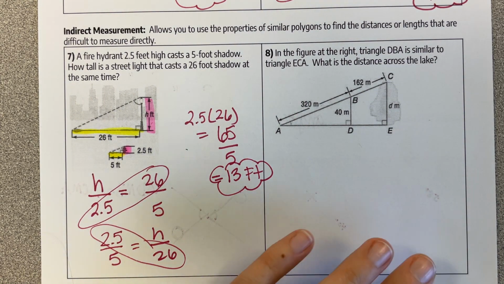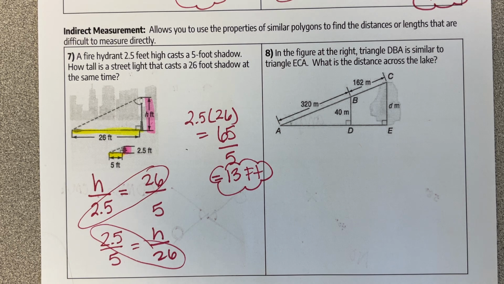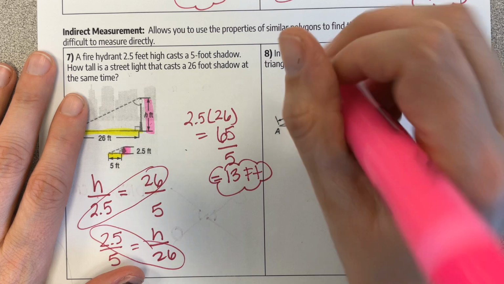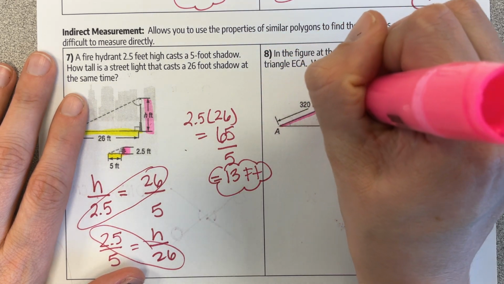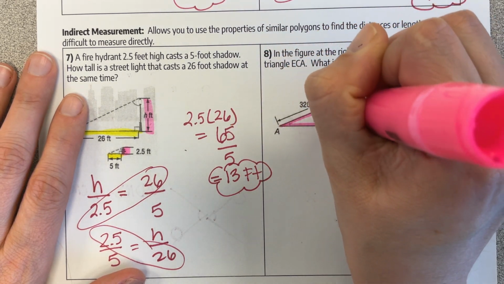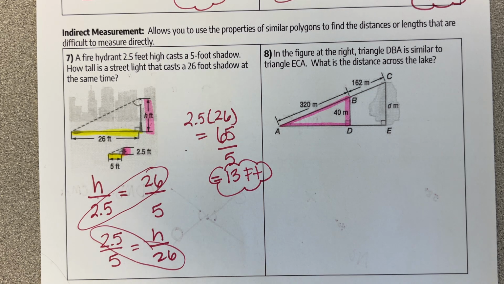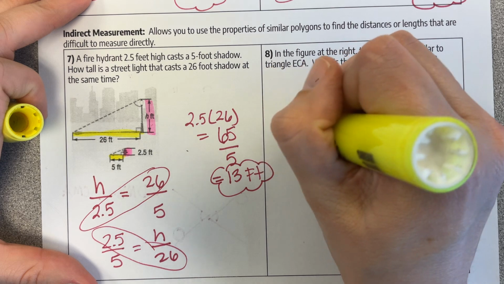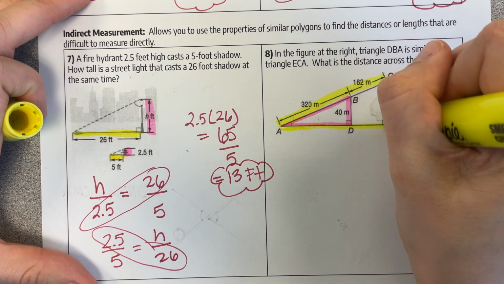So in the figure at the right, triangle DBA is similar to triangle ECA. What is the distance across the lake? This one's a little bit tricky, and there are problems like this on the assessment where people tend to mess up. Because what I want you to think about is we have two triangles, but they're overlapping. So I have this triangle right here. And then our other triangle overlaps right here.